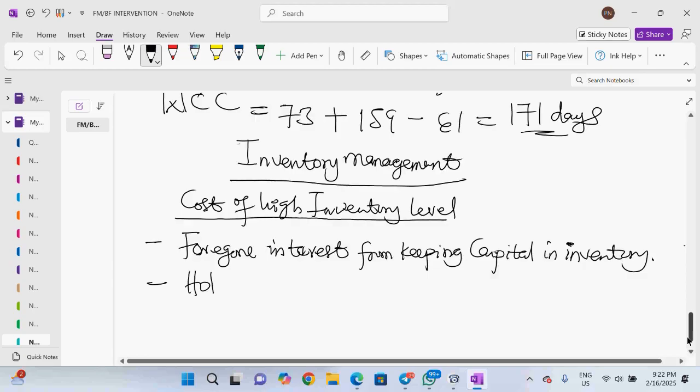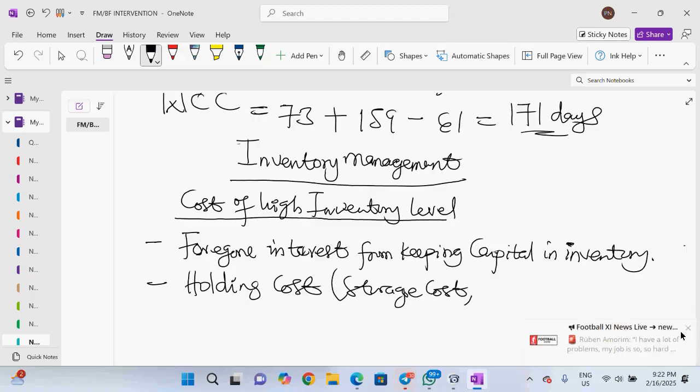Then holding cost, of course. You would incur holding costs, such as the storage cost. Storage cost. Yes. Insurance cost, because you are keeping the goods in the warehouse. So storage cost, insurance cost. You have to insure your goods against theft, against fire.